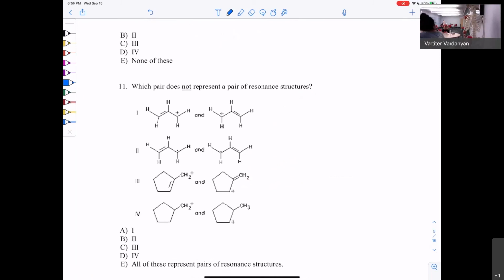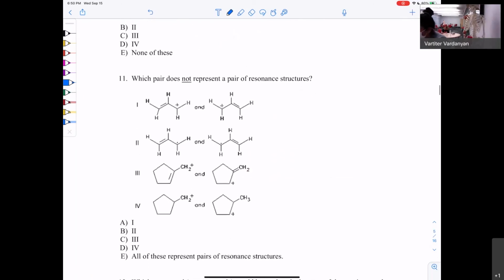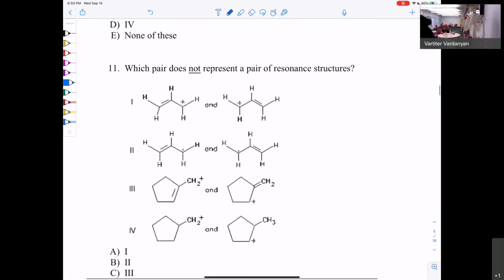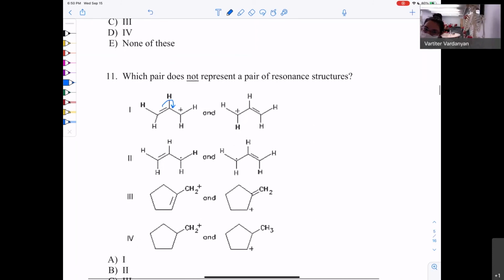Okay, so for this one, it's asking you about resonance structures. Resonance is just the movement of electrons, right? So in this first one, you can move the double bond and get that structure. You move the double bond and you move the plus charge. For the second one, you're going to move the radical and the double bond to make a new double bond and a new radical. For the third one, again, we're just going to flip the double bond over here, and the positive moves from the CH2 into the ring.